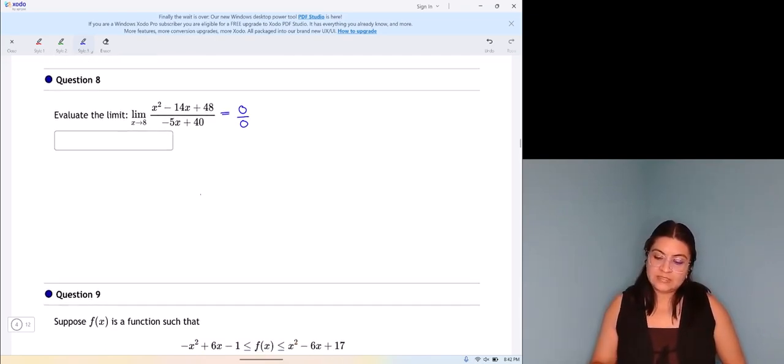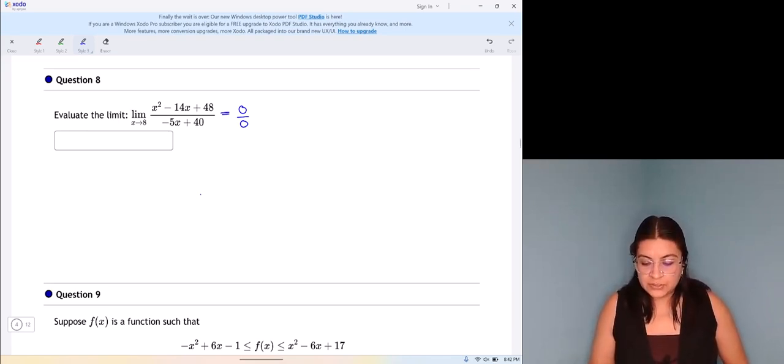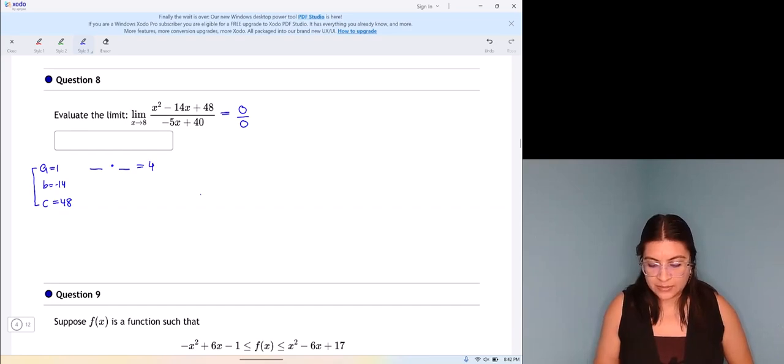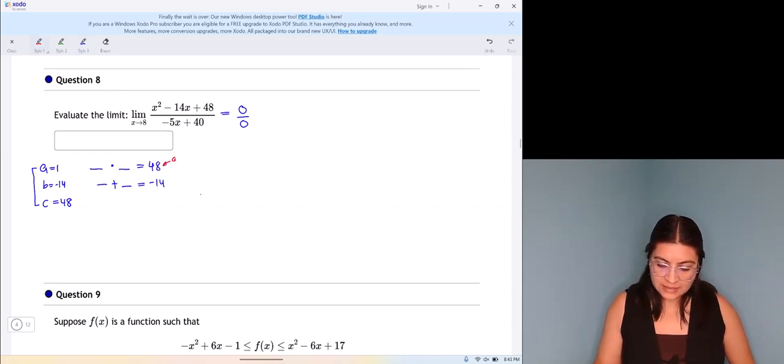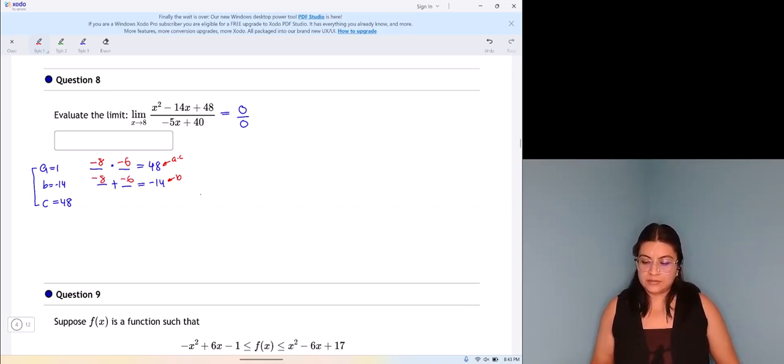What we're going to do in this case is factor the top and maybe the bottom as well. The top is a quadratic. A is 1, B is negative 14, and C is 48. We need two numbers that multiply to A times C, 1 times 48, which is 48, and at the same time add up to B, which is negative 14. Again, this is A times C, and this is B. So negative 8 times negative 6 is going to give me positive 48. Negative 8 plus negative 6 is going to give me negative 14.